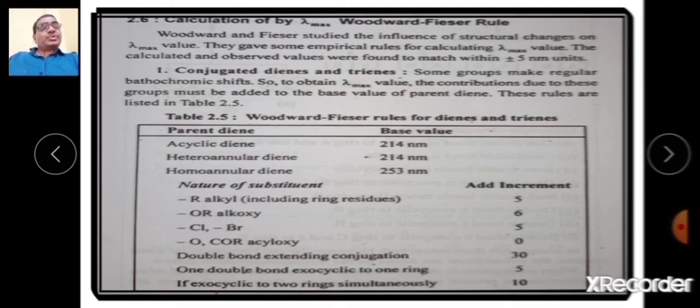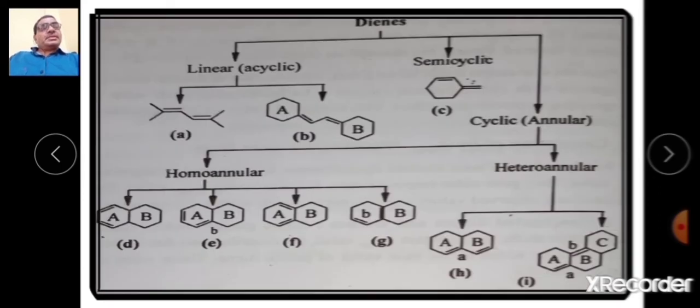Now what is this exocyclic? I will show in the next diagram. Now, yes, these double bonds. Now look, in the structure E, the double bond is exocyclic to ring B. This is ring B. Now, this double bond is exocyclic to ring B. This is one example. In the next structures, you can see the double bonds. In the structure F, two double bonds are exocyclic to ring B.